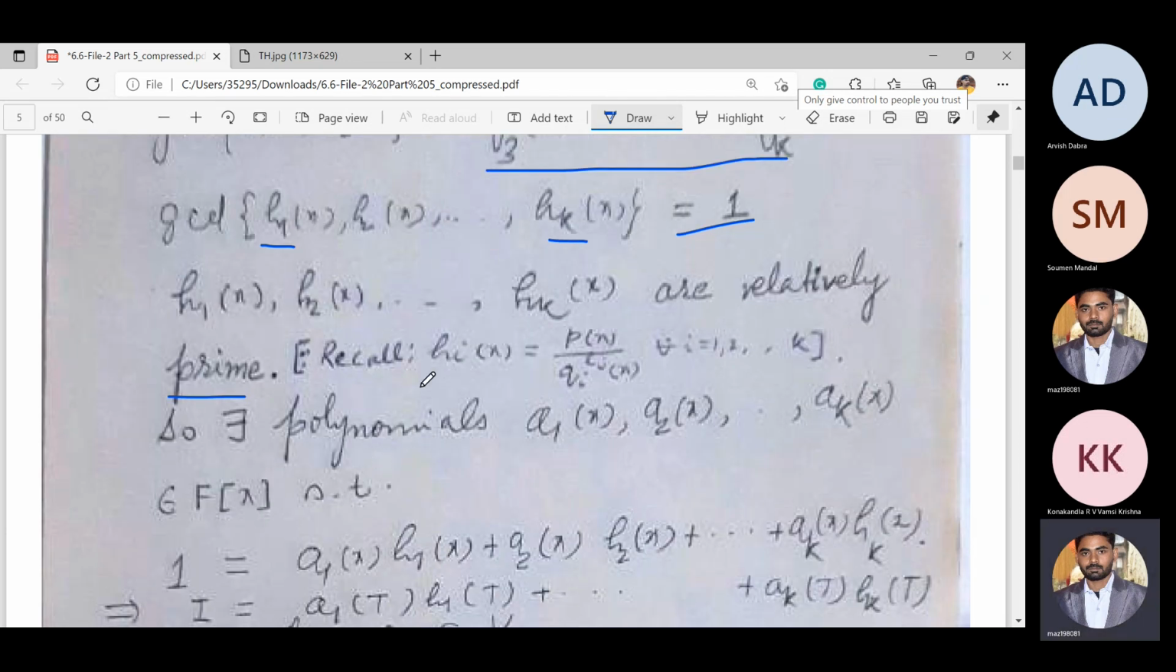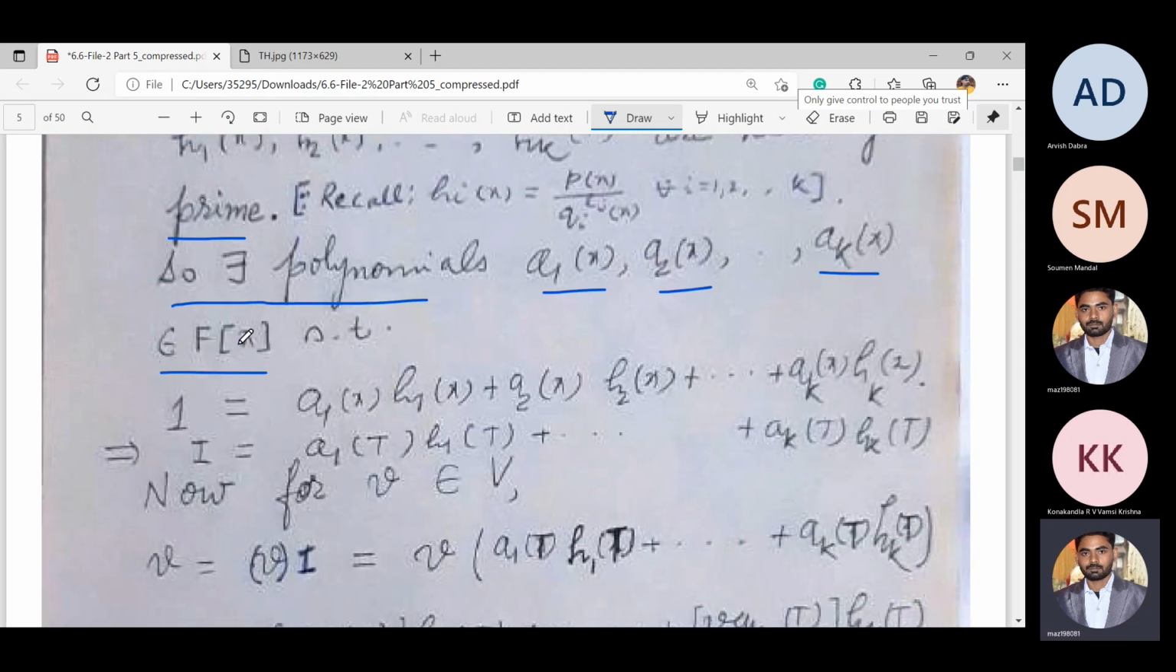By a basic theorem of number theory and field theory, if two polynomials h1 and h2 are relatively prime, then we get polynomials a1 and a2 such that a1h1 plus a2h2 equals 1. So here, in a similar way, we get polynomials a1, a2 up to ak over the field F such that a1h1 plus a2h2 plus up to akhk equals 1.